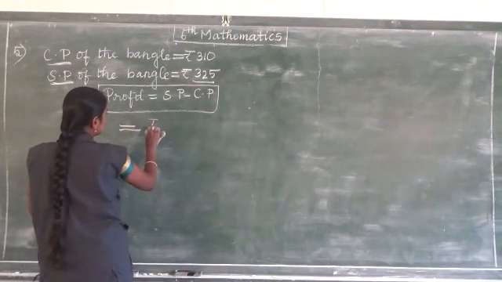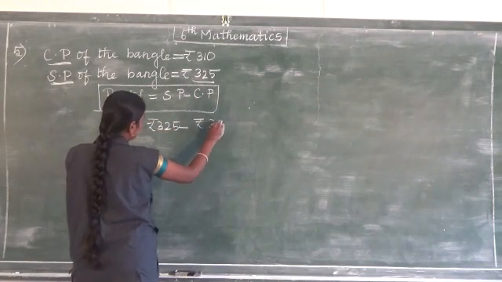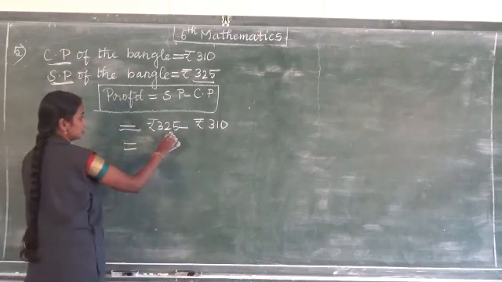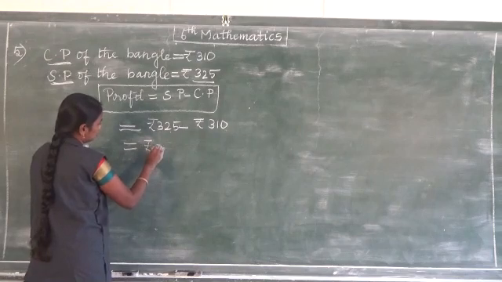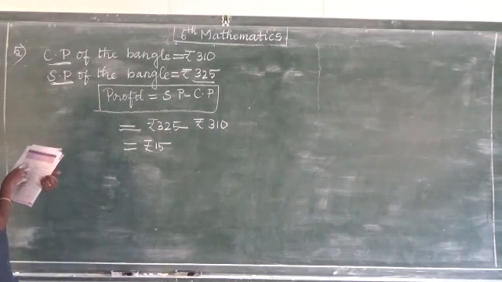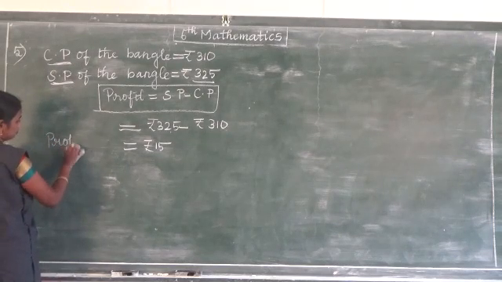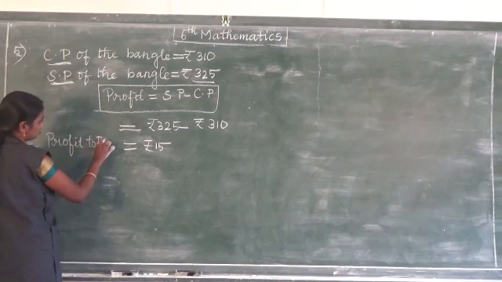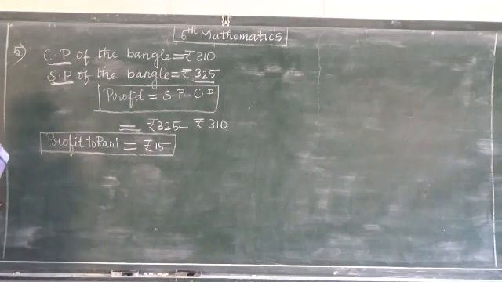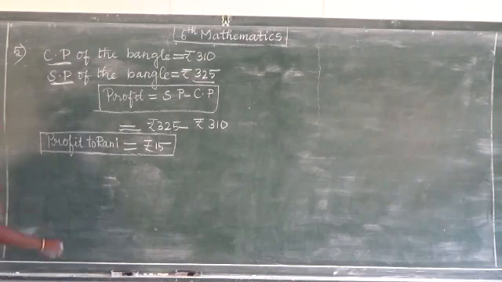The selling price is 325 and the cost price is 310. Subtract: 325 minus 310 is 15. So the profit amount, the question is to find the profit or loss to Rani. Profit to Rani is rupees 15. Clear everyone? Very easy, but find out properly which is the cost price and which is the selling price.